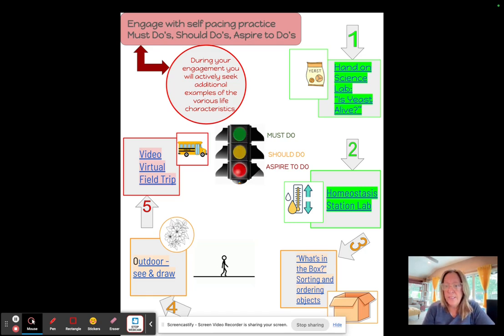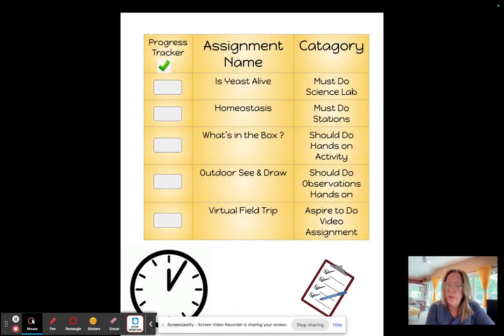There are 5 practice assignments. Please pay attention to the color coding. You already know that your must-dos are in green. Your should-dos are in yellow. And your aspire-to-dos are in red. So today you're going to start with your green assignments and then try to move forward to your yellows.